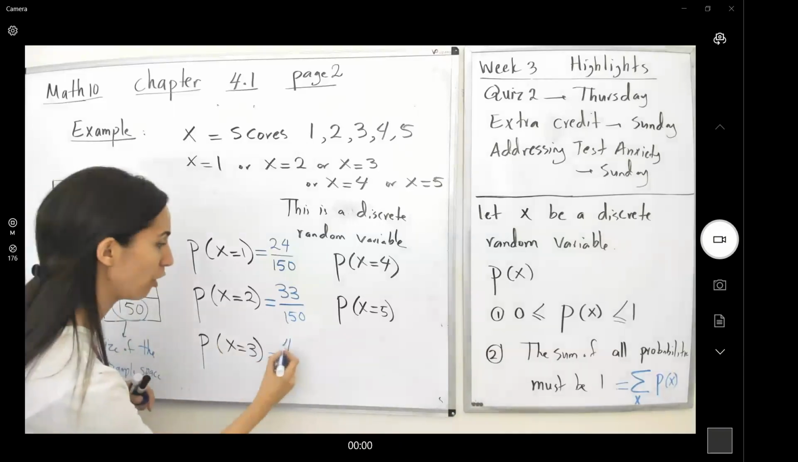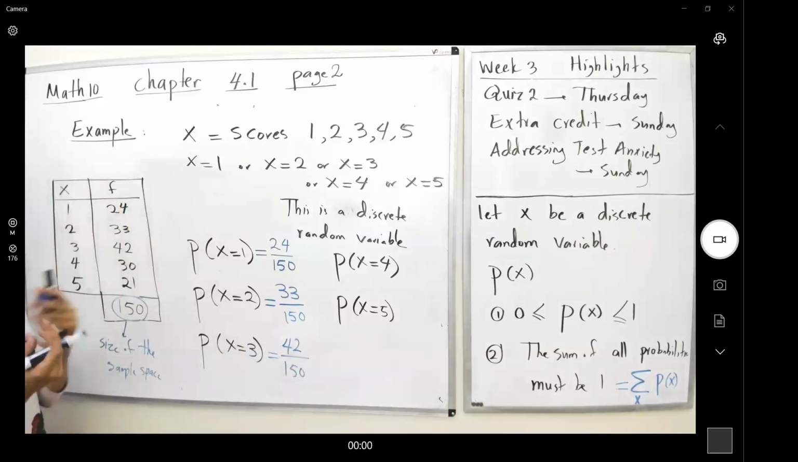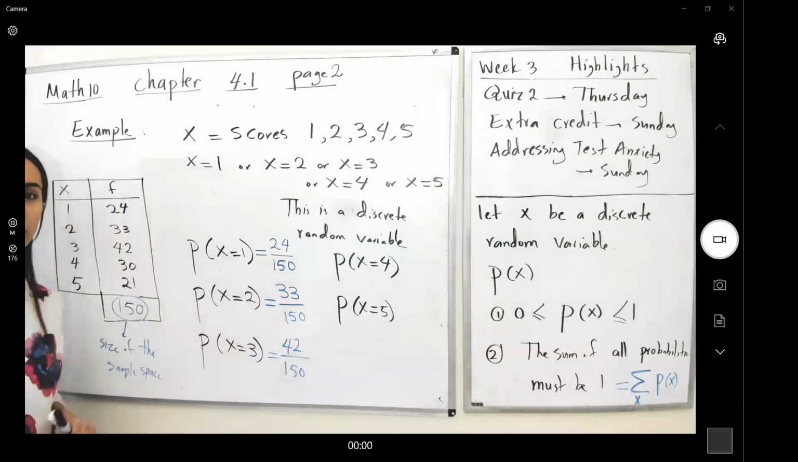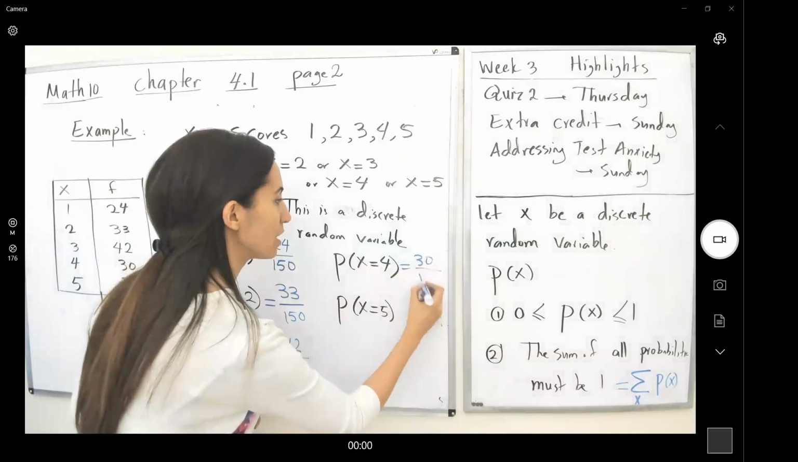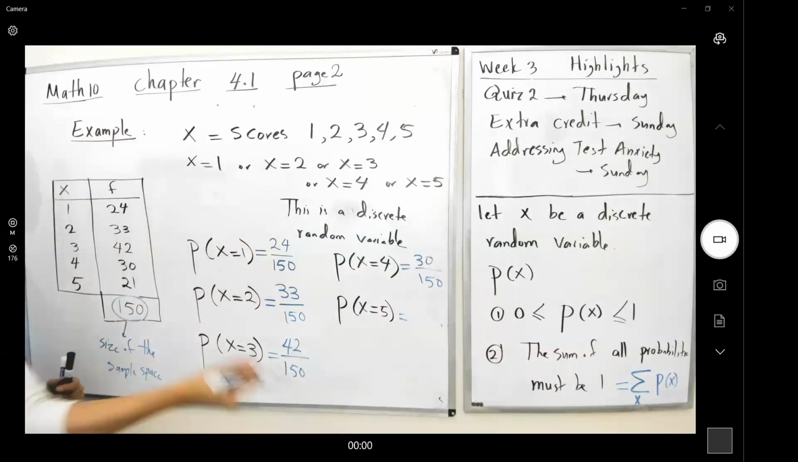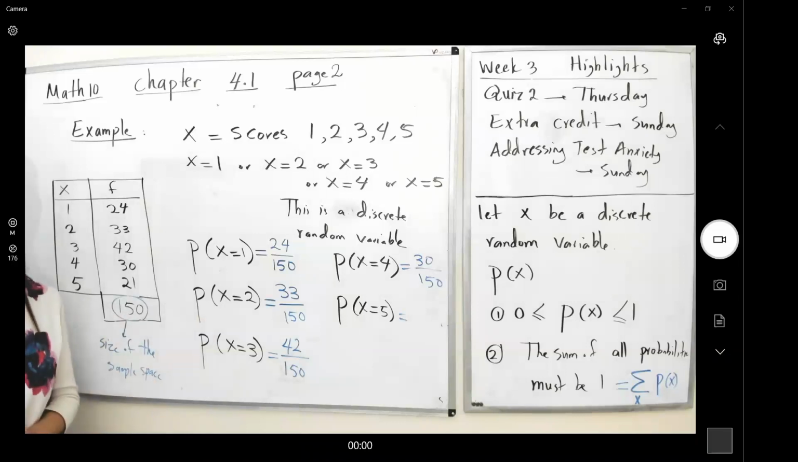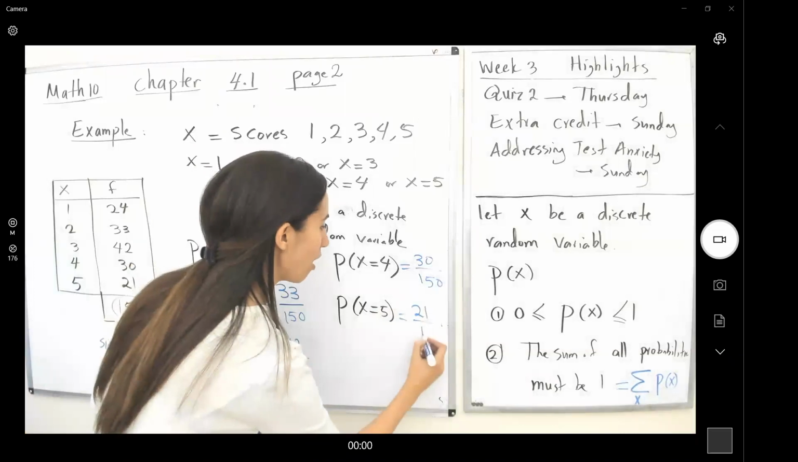42 divided by 150. What is the probability that score is 4? What is the probability you randomly select a person and that person has score 4? 30 divided by 150. And what's the probability you randomly select a person and that person got score 5? 21 divided by 150.